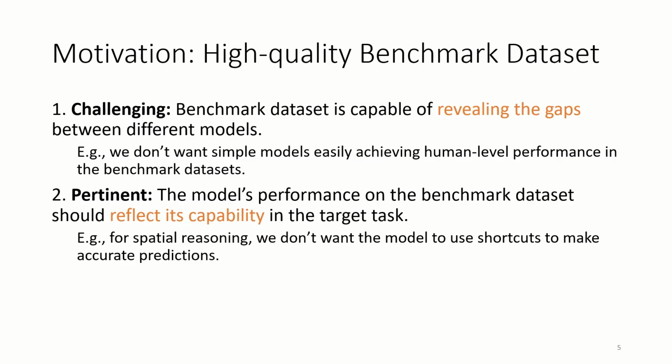Building a high-quality benchmark dataset is beyond simply collecting random examples. High-quality benchmark datasets typically have two common properties: challenging and pertinent. Challenging means that the benchmark dataset is capable of revealing the gaps between different models. For example, we don't want simple models easily achieving human-level performance in the benchmark datasets.